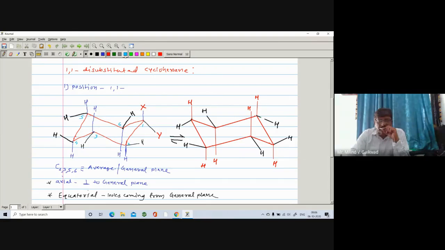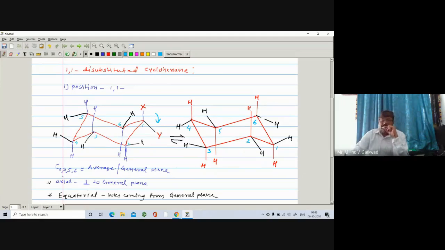Just wait here, I will write the numbering first. Look here, this is your carbon number 1. Carbon number 1 will go down the plane, right? As it goes down the plane, here is the carbon number 1. So this 2 will go above the plane, meaning here is carbon number 2. Similarly, carbon number 3, carbon number 4, carbon number 5, and carbon number 6, right?